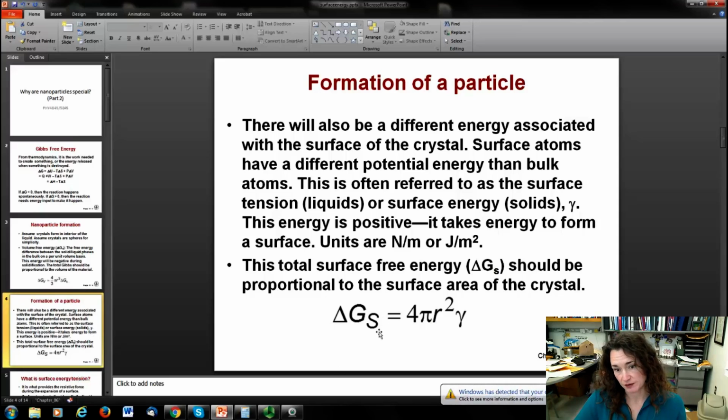Now, this Gibbs is going to be a positive number, whereas the bulk Gibbs is going to be a negative number because it's favored to form a solid. But it takes energy to form a surface.